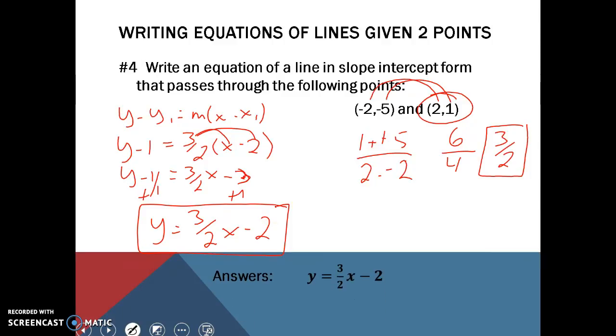So on our homework assignment, we're going to be doing the same thing. So a lot of review. We have to find the slope. We have to be able to know what point slope form is, and then write our equation that goes through those 2 points. So good luck on your homework assignment. We will go over questions that you have on this tomorrow.